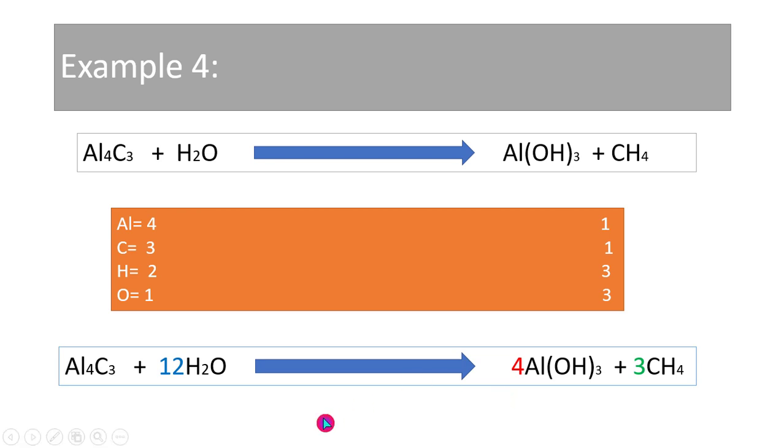Again we recheck that the number of aluminium atoms are 4 towards the reactants, the number of aluminium atoms are 4 towards the products. The number of carbon atoms are 3 towards the reactants. The number of carbon atoms are 3 towards the products. The number of oxygen atoms are 12 towards the reactants. The number of oxygen atoms are 12 towards the products. The number of hydrogen atoms are 24 towards the reactants, and the number of hydrogen atoms are 24 towards the products. Hence, this equation is completely balanced.